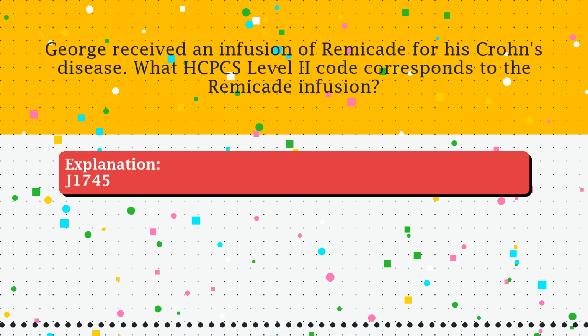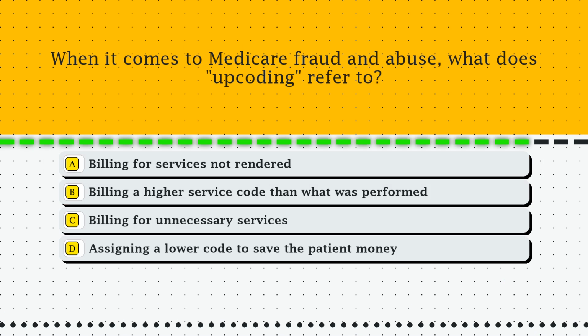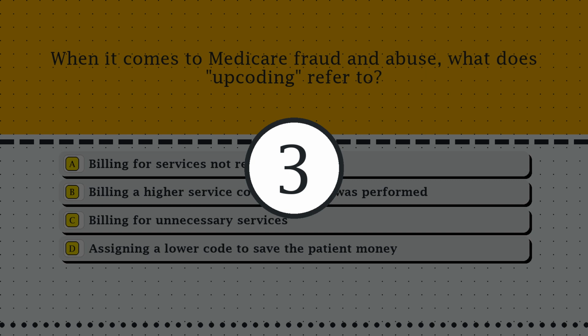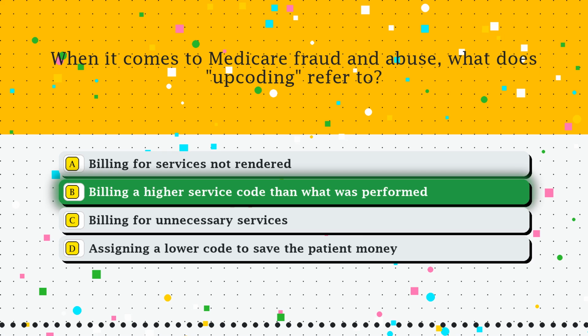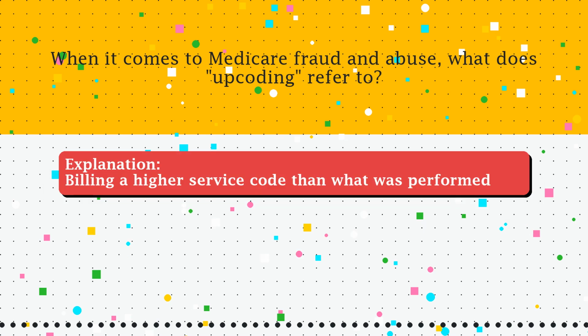Question 283. When it comes to Medicare fraud and abuse, what does upcoding refer to? Option A, billing for services not rendered. Option B, billing a higher service code than what was performed. Option C, billing for unnecessary services. Option D, assigning a lower code to save the patient money. The correct answer is option B, billing a higher service code than what was performed.